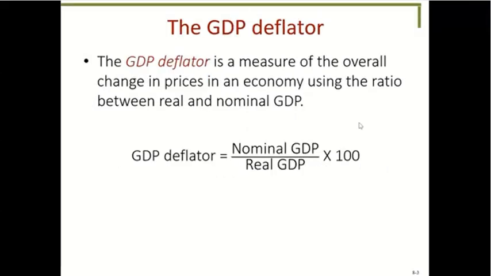For the GDP deflator, as the title suggests, calculations are done using GDP. To find the GDP deflator, you divide nominal GDP by the real GDP and then multiply by 100.